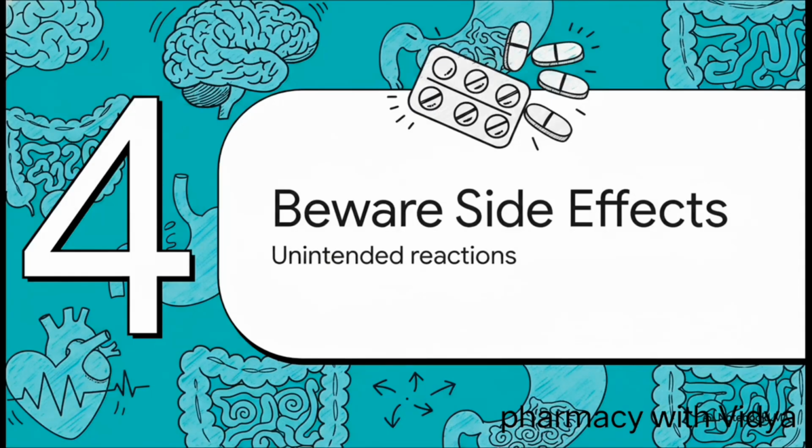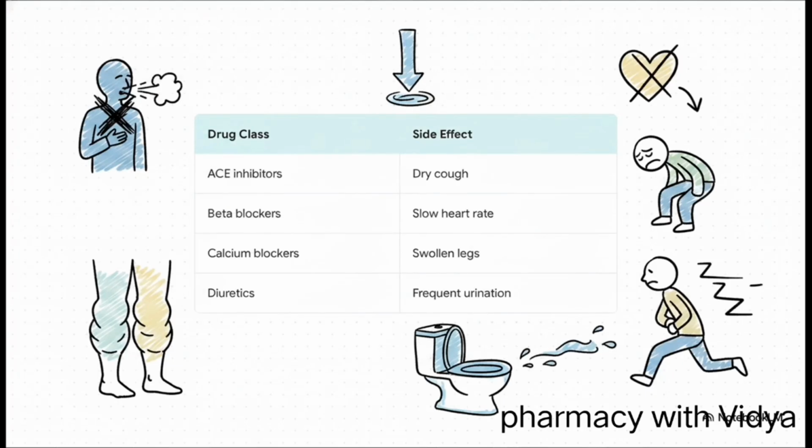Which brings us to Section 4, beware of side effects. Let's talk about dealing with those pesky unintended reactions. Now, if you are a medical or a pharmacy student, I highly recommend you literally screenshot this right now. Let's break it down. ACE inhibitors are pretty notorious for causing a persistent dry cough. Beta blockers, they can lead to a slow heart rate and just general fatigue. Calcium channel blockers frequently cause swollen legs. And because diuretics are constantly shedding excess fluid, you can expect frequent urination. Definitely commit this to memory. It's completely essential for exams and real-world patient care.